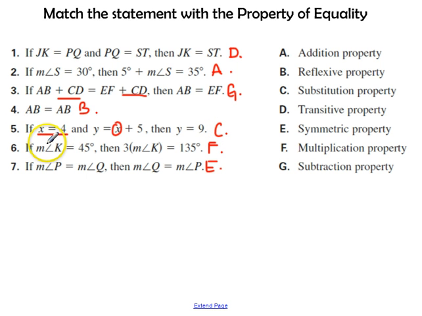And number 6, if the measure of angle K equals 45 degrees, then 3 times the measure of angle K should equal 135. So we multiplied both sides of the equation by 3, that's using the multiplication property. And lastly, if the measure of angle P equals the measure of angle Q, then the measure of angle Q equals the measure of angle P. So we're saying the same thing, just in a different order. It's backwards, so that's the symmetric property. Hopefully you identified all of these correctly.